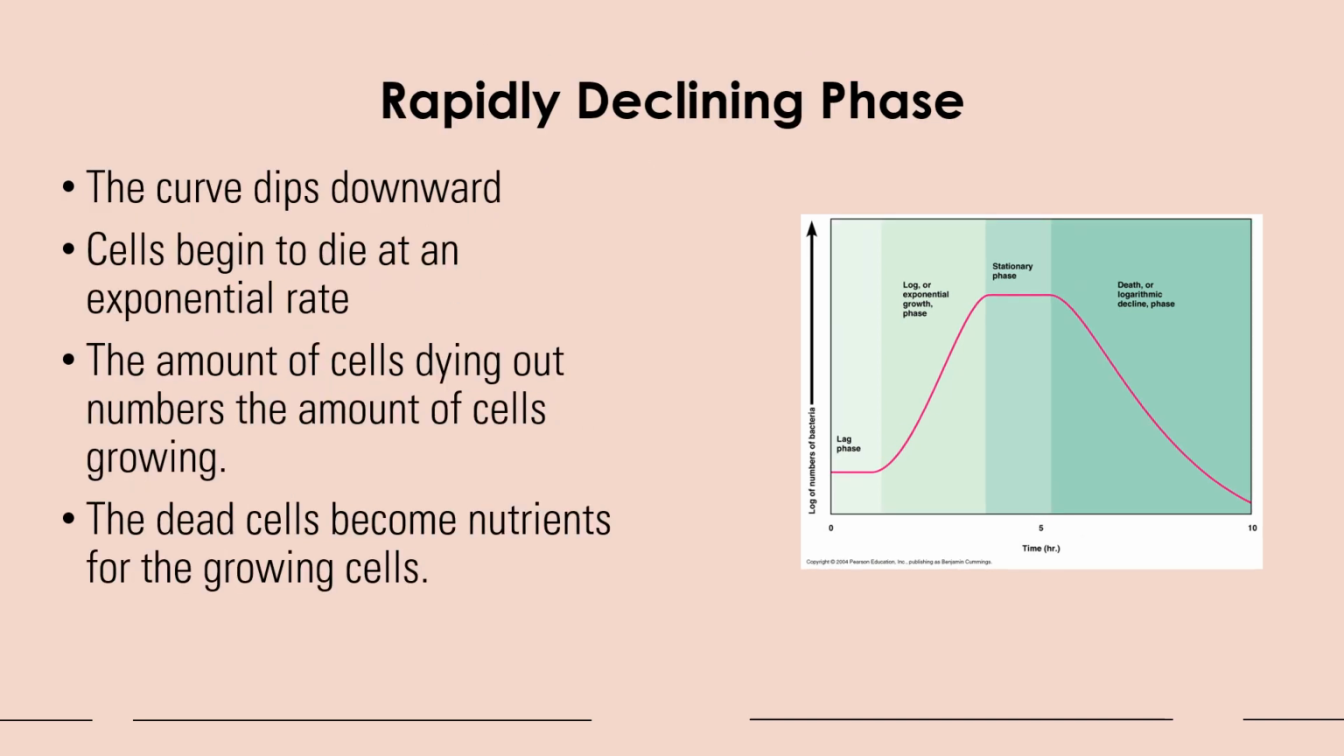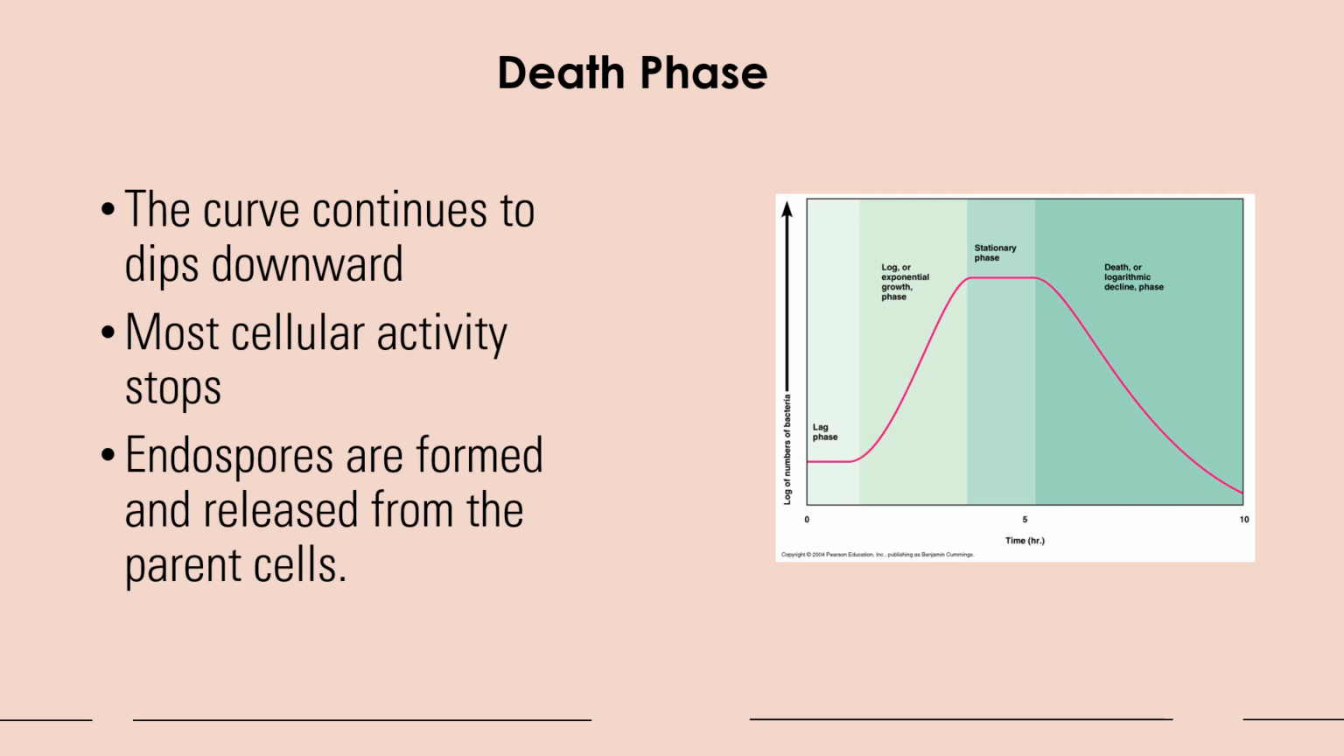Rapidly declining phase. The curve dips downward. Cells begin to die at an exponential rate. The number of cells dying outnumbers the number of cells growing. The dead cells become nutrients for the growing cells. Death phase. The curve continues to dip downward. Most cellular activity stops. Endospores are formed and released from the parent cells.